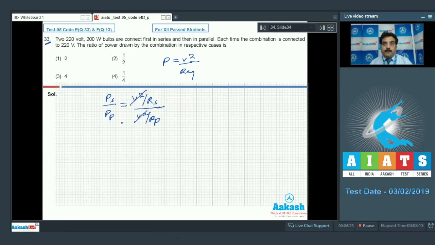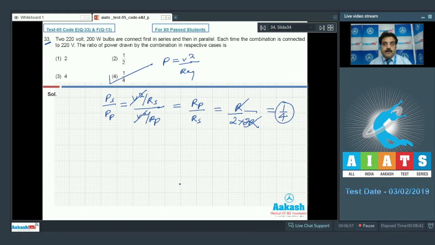V square will cancel out as per the question. So you have only the parallel resistance to the resistance in series. When you place the values as given in the situation, R by 2 into 1 by 2R. R will be cancelled and you have 1 by 4. 1 by 4 is the final ratio. So my option number 4 will be the right choice.